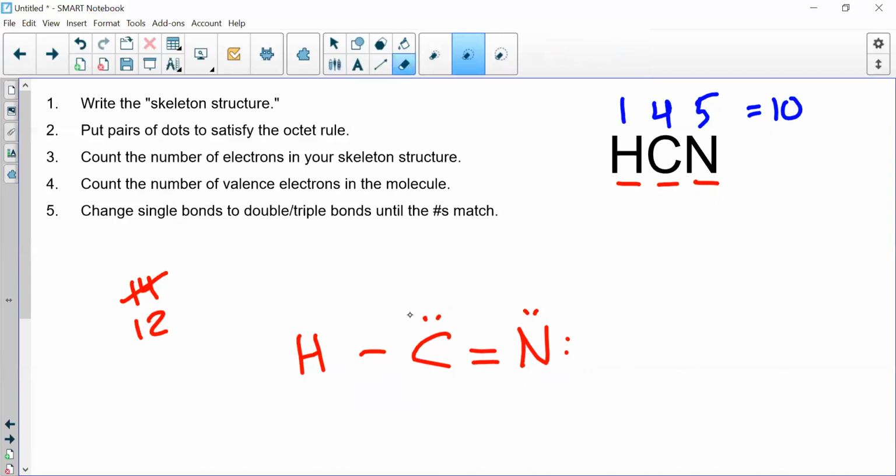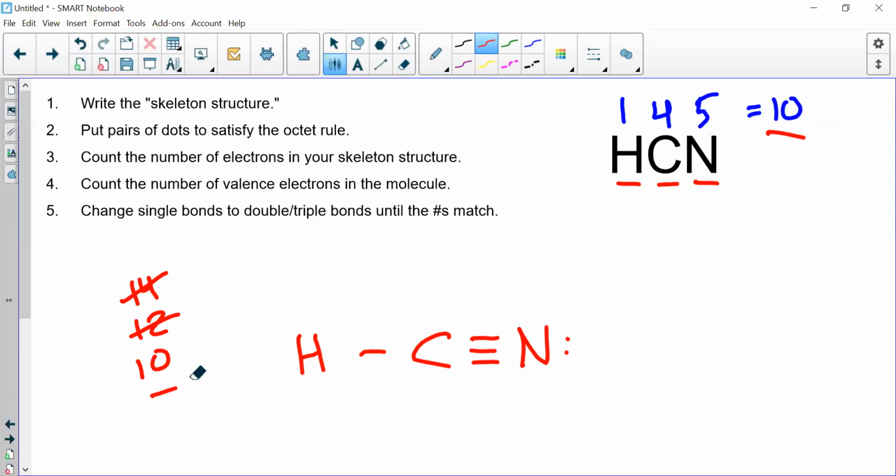So now we have no choice but to make a triple bond. So you do the same thing. You pull another 2 off the carbon, another 2 off the nitrogen, and you make this into a triple bond. Again, the octet rule is satisfied because this hydrogen still has 2, which is what it wants. This carbon now has 2, 4, 6, 8. This nitrogen has 2, 4, 6, 8. That should have brought us down by 2 to 10. Let's check. 2, 4, 6, 8, 10. 10 matches 10, and we're good.